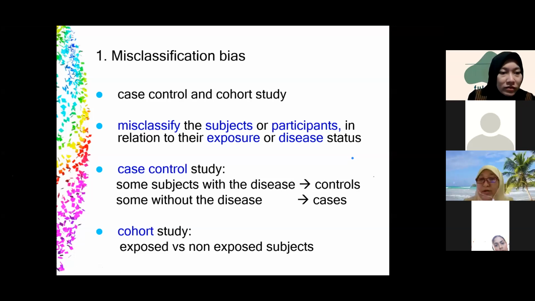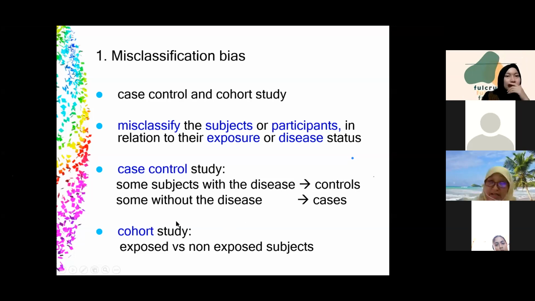Okay. In a case control study, yeah, we start with a case group, which people with disease, and we start with a control, people without disease. However, when there is misclassification bias, some subject with the disease, the paper classify as a control, and some without disease, they misclassify as cases. How this happen? I will explain it.